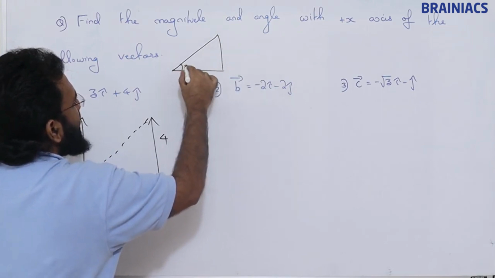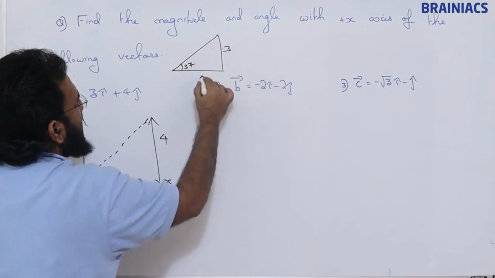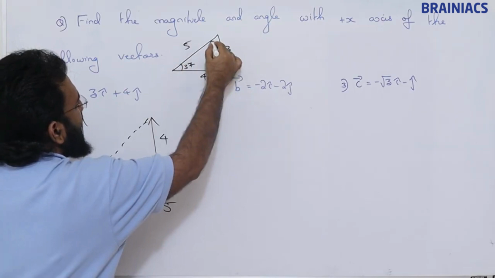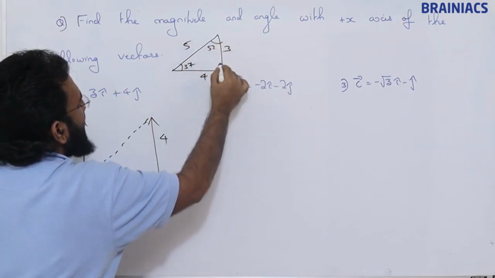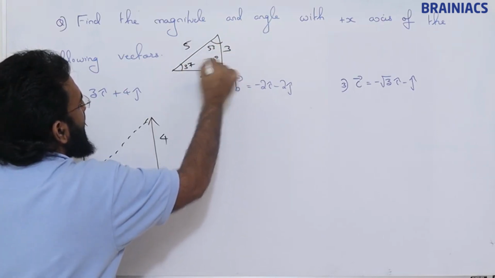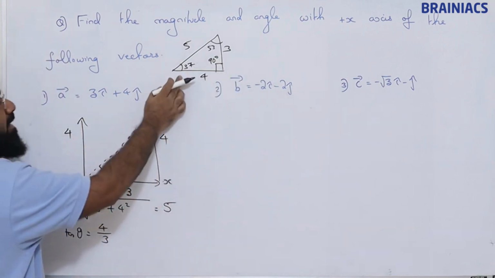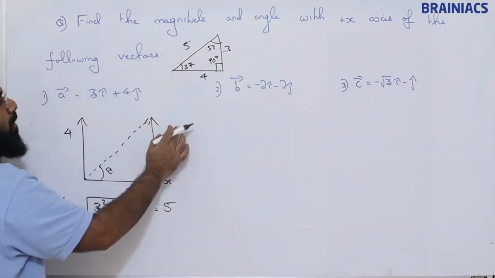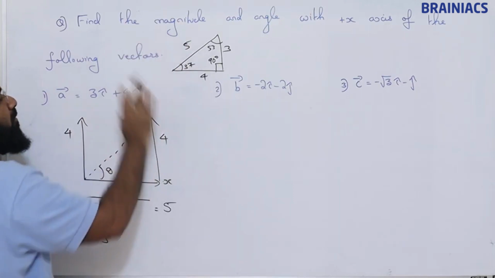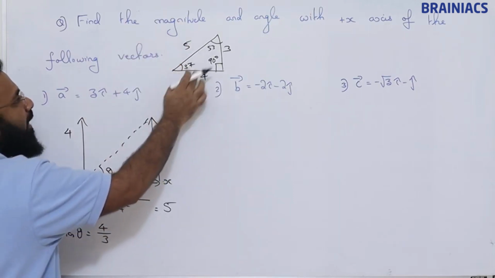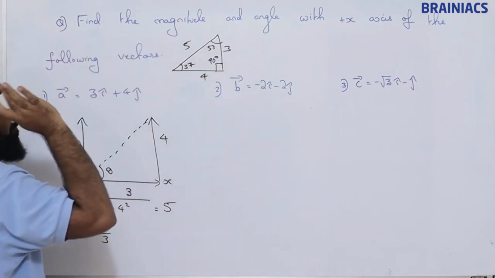Remember this triangle. If this angle is 37, the sides are 3, 4, 5. This angle will be 53, and this is going to be 90 degrees. So sine 37 will be 3 by 5, cos 37 will be 4 by 5, tan 37 will be 3 by 4.